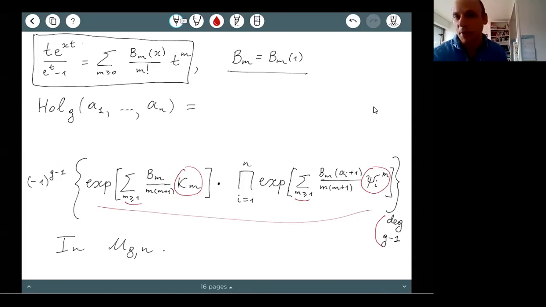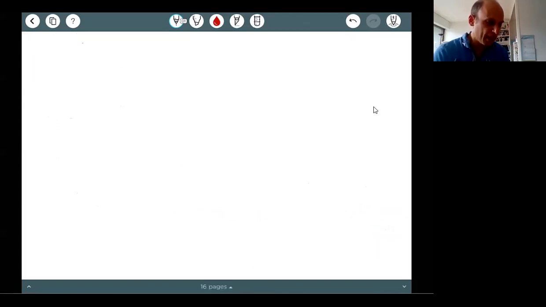Another remark is that, remember I told you that there may be a coefficient, minus 1 to the power g minus 1. Yeah, it's not even there. I remove my second remark. Okay, so this is the answer in MGN. A little somewhat complicated, but still a very beautiful formula with Bernoulli numbers and Bernoulli polynomials. But unfortunately, it does not work in MGN bar. So let me explain why it does not work in MGN bar.